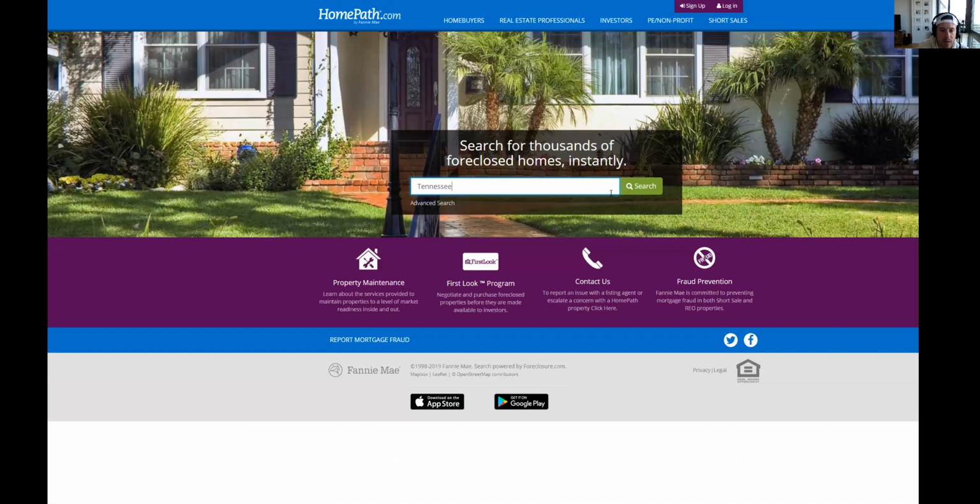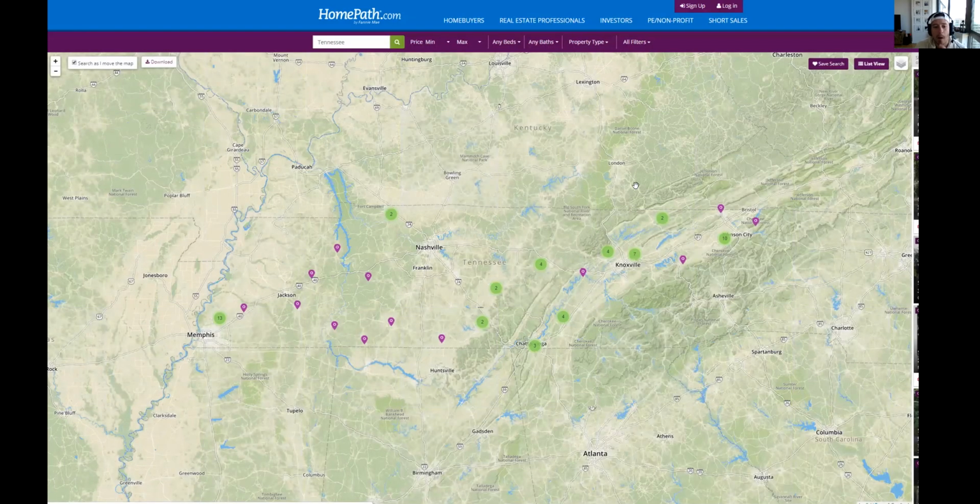Geez, Tennessee, it's hard to spell. Cool. Alrighty, guys. So what I did here is I just hit Tennessee. Homepath.com. Again, Homepath is a Fannie Mae foreclosure website. So every foreclosure that hits this website is a Fannie Mae federal foreclosure, which means that they are eligible for any federal financing, FHA, 203K, any of that stuff.